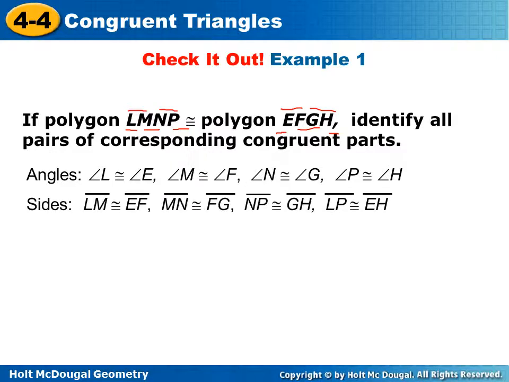For the sides, we look at the first pair, LM, and that's congruent to the first pair from the other one, EF. MN, the middle two letters, is congruent to FG, and NP is congruent to GH, the last two letters. And then the first and last, LP, is congruent to EH, the first and last for the other one.